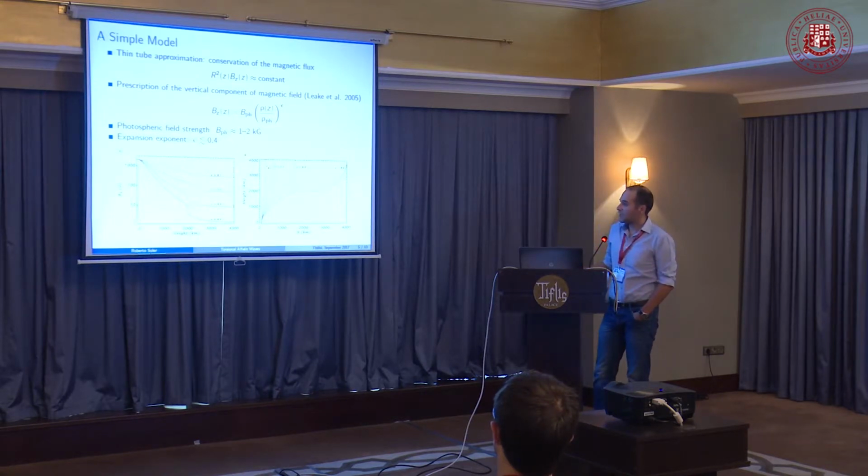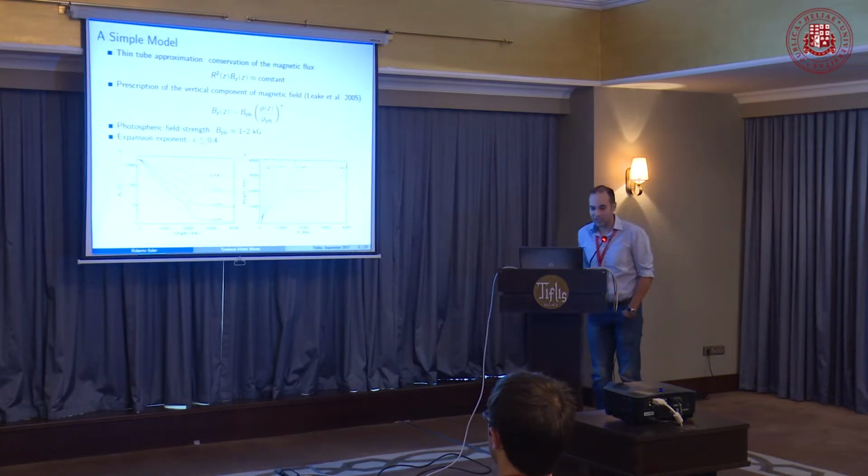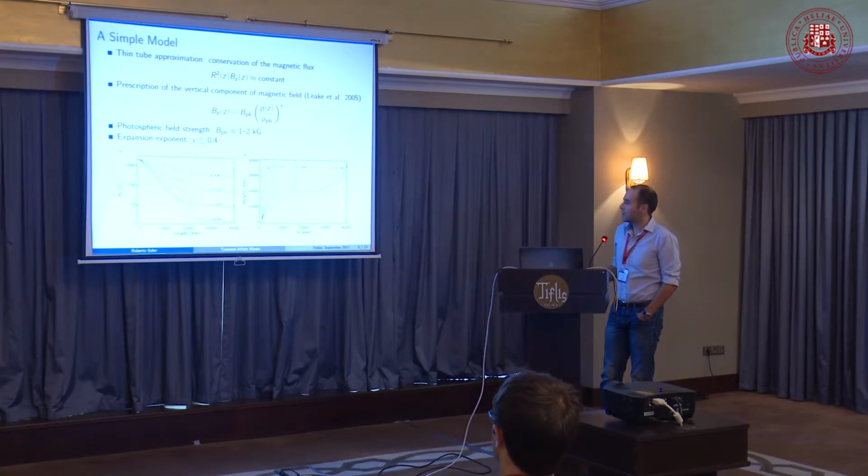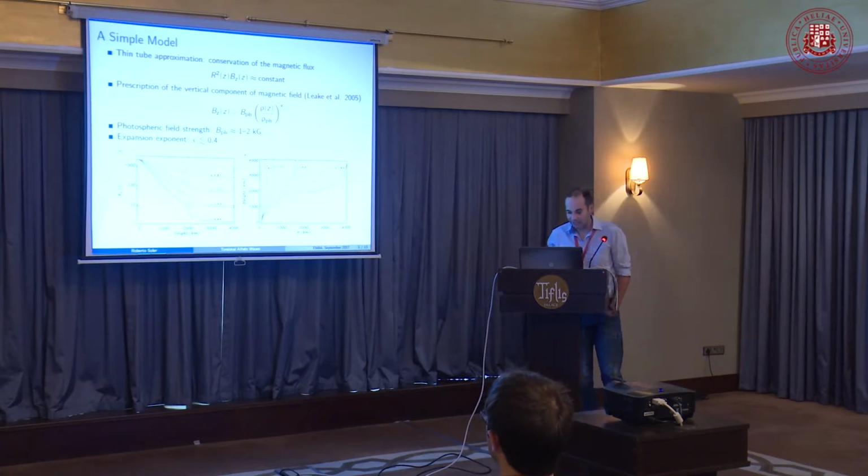On the left panel, I display the magnetic field strength as a function of height according to this formula, and the different lines are for different values of the expansion exponent. The top line corresponds to a weak expansion, and the bottom line corresponds to a strong expansion. On the right panel, I display for the same parameters how the radius of the tube expands with height.